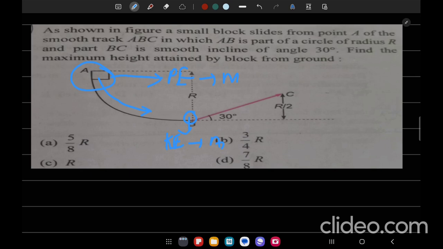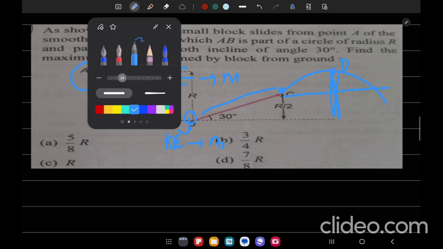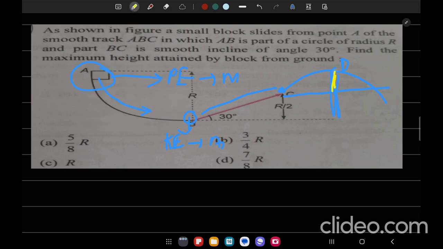Now with this kinetic energy, it will go up the inclined plane. From this point it will perform a projectile motion like this. We have to find this height, suppose d. How will we find this height? At first, we can assume this as a horizontal projectile, and we can find this one and then add r by 2 to this. So let's start.